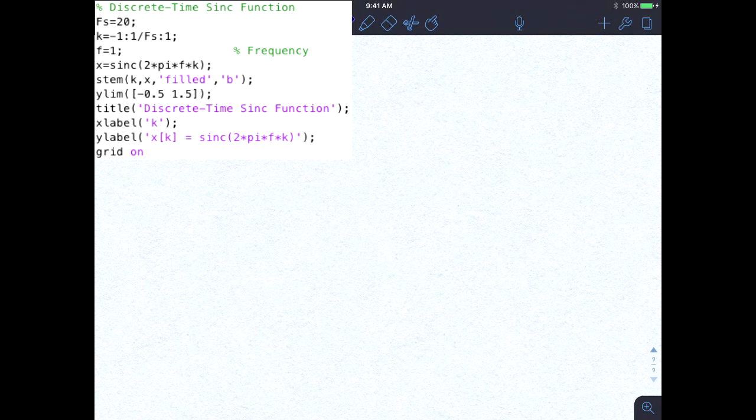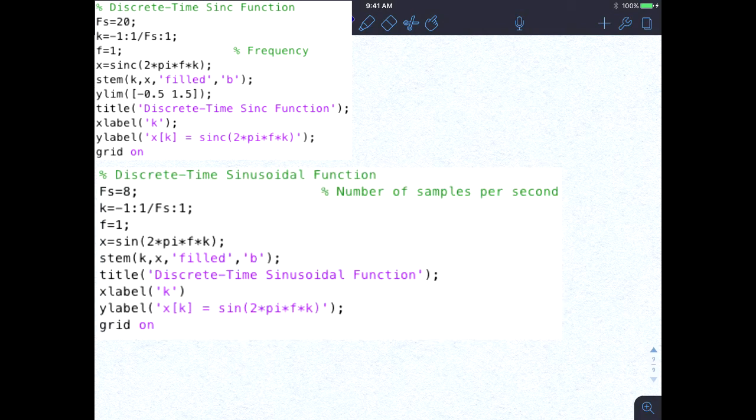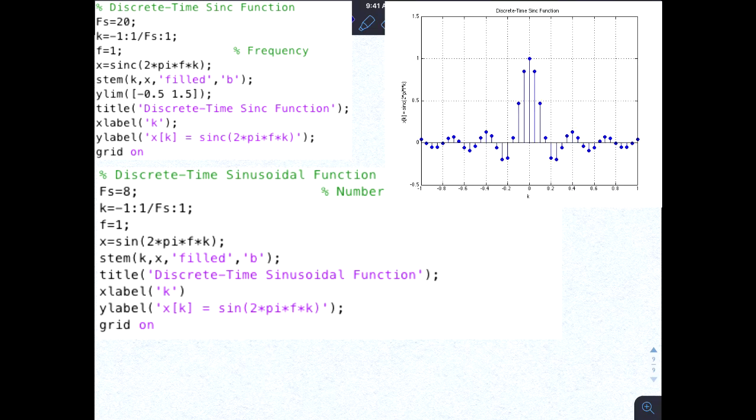As you can see in the MATLAB code for the sinc function, the main difference is that you use sinc instead of sine, but most of the rest of the code is very similar to that of the sinusoidal function. And in this plot that is generated through MATLAB and through this code, you can get a better idea of the shape of the sinc function. And you can see how, as k grows larger, the amplitude starts to decrease.